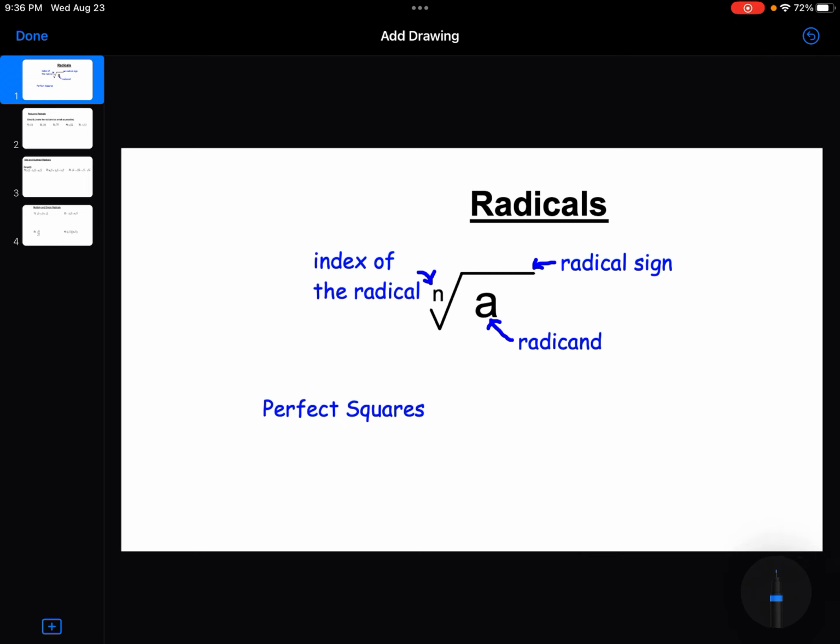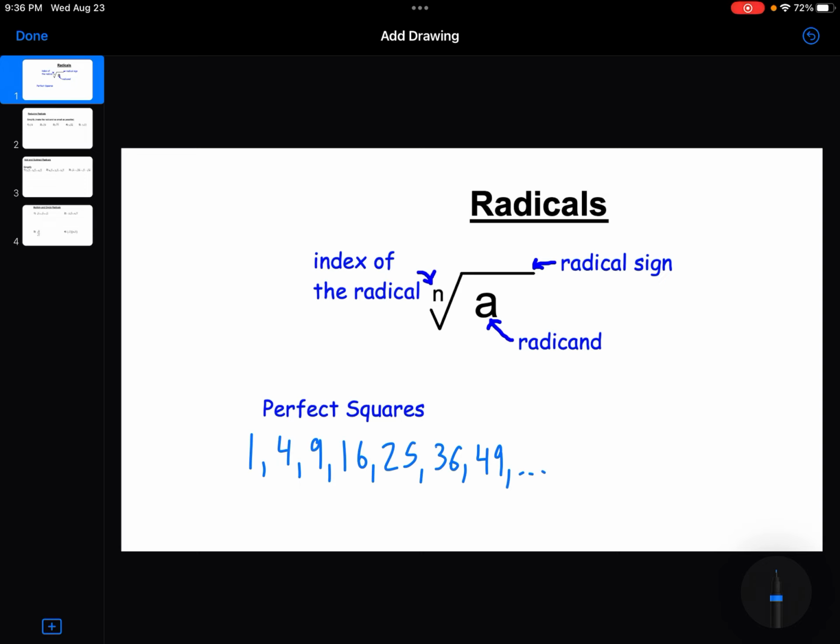Now, when we're dealing with these, oftentimes we're dealing with square roots, which is something times itself gives a number. So the square root of 64 would be 8. 8 times 8 is 64. It's just going backwards from squaring something. So we need to understand a lot of the perfect squares. So 1, 4, 9, 16, 25, 36, 49, and so on.